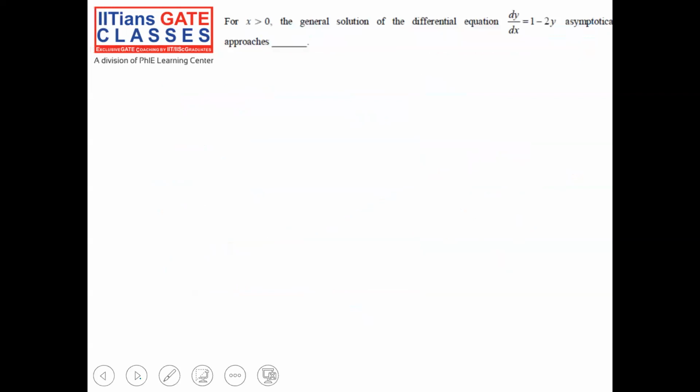Coming towards the next question. This question is again from the differential equation topic.